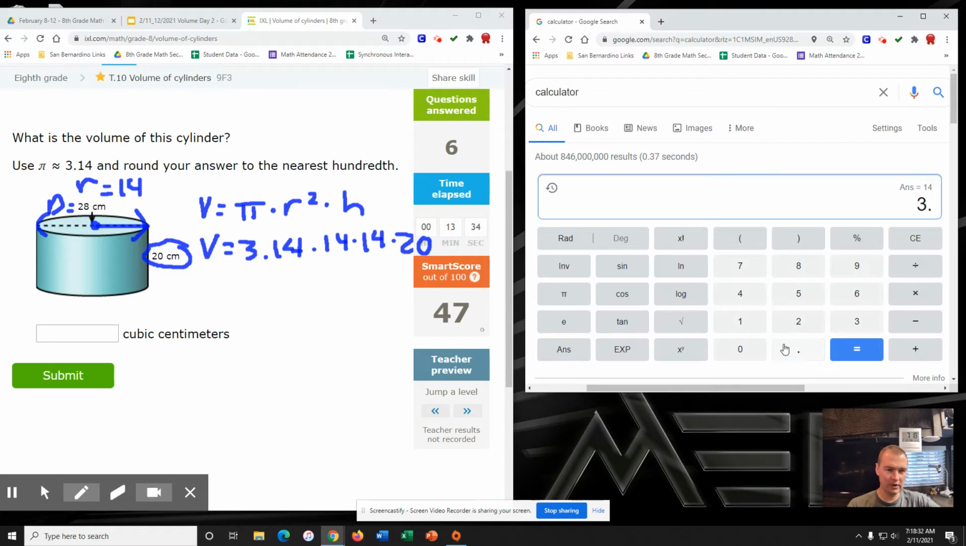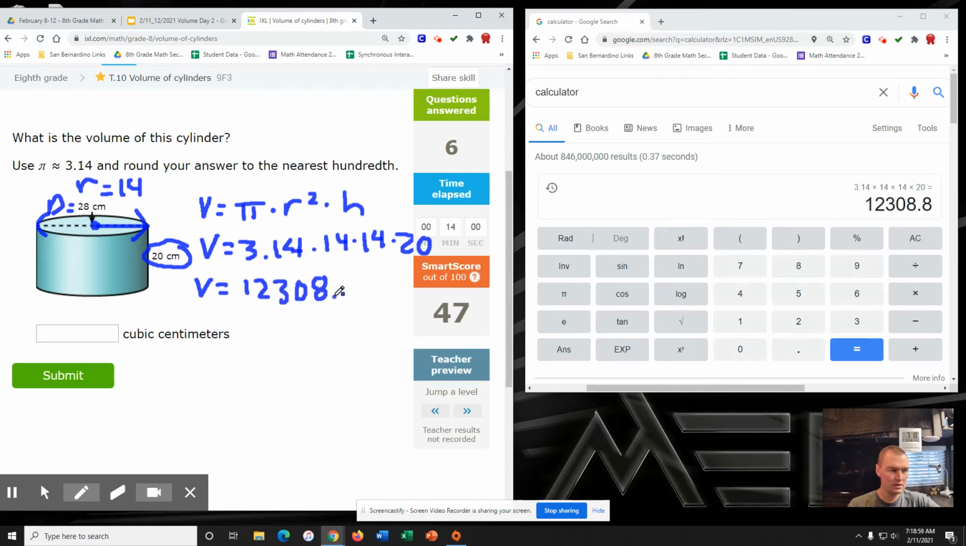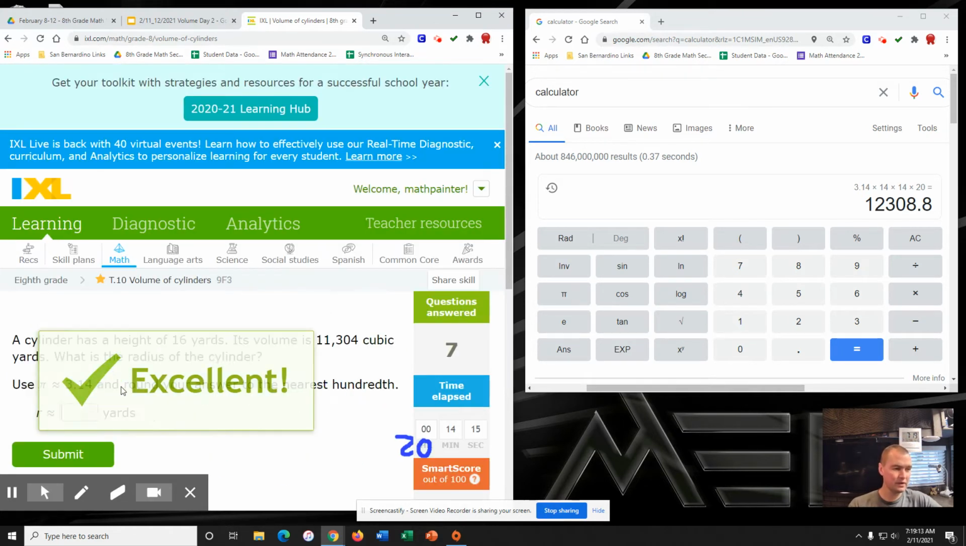All right, so here we go. We're going to clear it. We got 3.14 times 14 times 14 times 20. And there we go. Number got large today because numbers are larger on the cylinder. So we got a final volume of, looks like 12,308 and 8. And that's what we're going to need to plug in. 12,308 and 8. And usually I just call my decimal the word and. So plug it in.